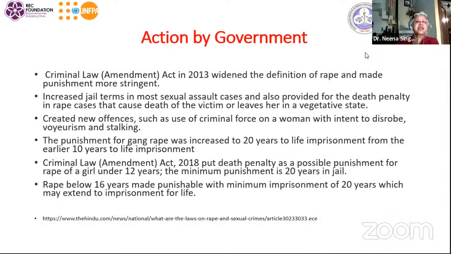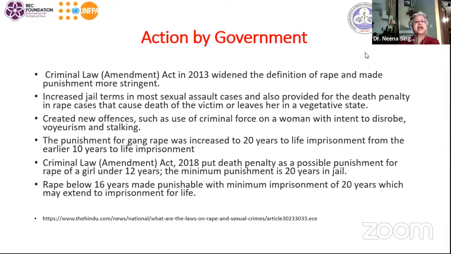What are the various actions taken by the government? The Criminal Law Amendment Act in 2013 widened the definition of rape and made punishment more stringent, increased jail terms in most sexual assault cases, and also provided for the death penalty in rape cases that cause death of the victim or leave her in a vegetative state. It created new offenses such as the use of criminal force on a woman with intent to disrobe, voyeurism, and stalking. Punishment for gang rape was increased to 20 years to life imprisonment from the earlier 10 years to life imprisonment.